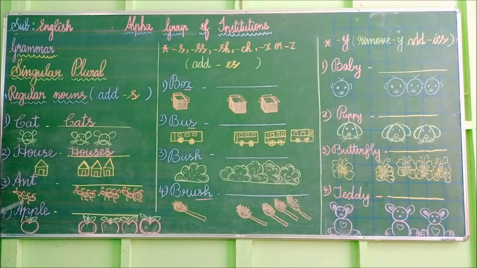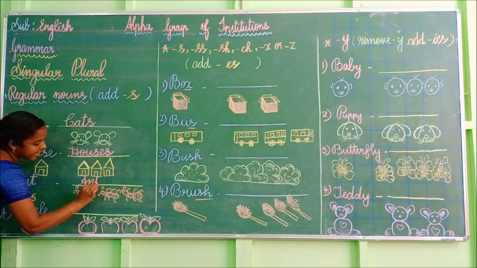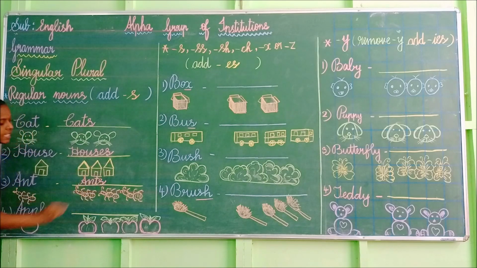Next one. What's this? This is an ant. A-N-T, ant. Here you have 3 ants. So you have to simply add S to the singular noun to change the singular noun into plural. Here the singular noun is ant. The plural form of ant is ants. A-N-T-S, ants.